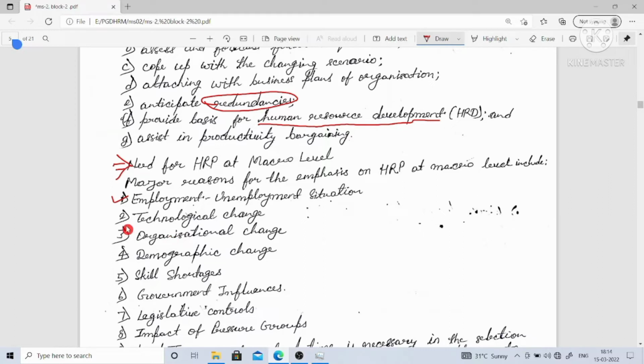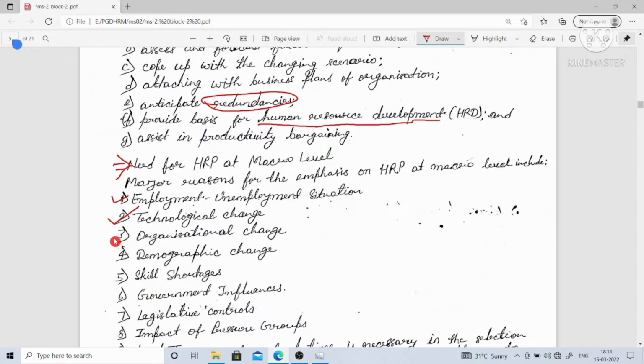increased. Technological change. Technology changes day by day, so that's why the number of people required for the organization also changes. So human resource planning plays a big role here.